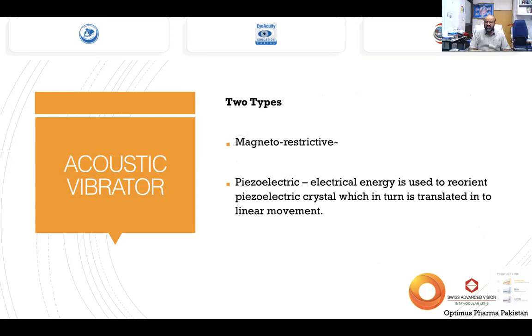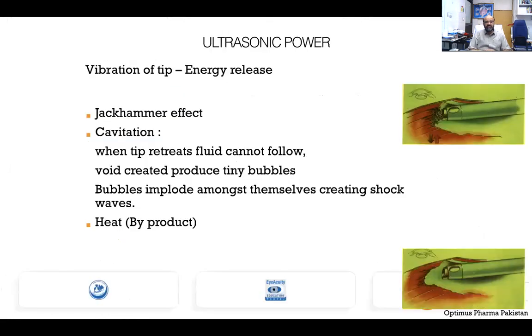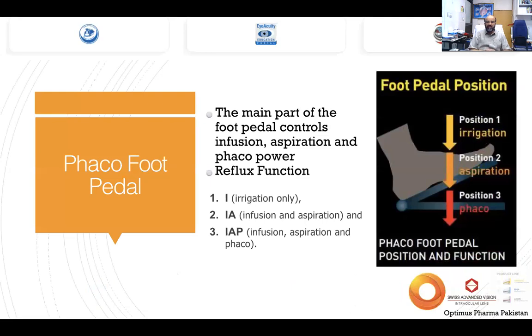A piezoelectric vibrator is mainly used, as we have already discussed, and it produces high vibration, and the oscillations produce cavitation. Because of the production of bubbles, it creates shock waves, which help to emulsify the hard nucleus of the cataract. The heat is produced as a side product, which is dissipated and controlled with the help of the phaco sleeve and the irrigation line.